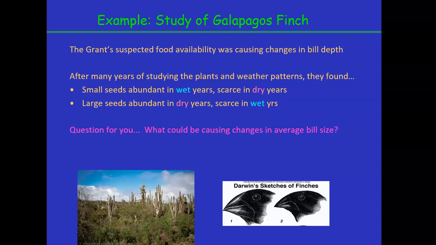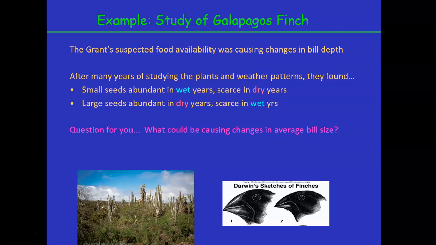And they also, being good biologists, knew that changes in the plant vegetation was probably related to weather patterns. So they also collected data on the weather, how hot it was, how dry it was, how wet it was with rain, and so forth and so on. And here's what they found.